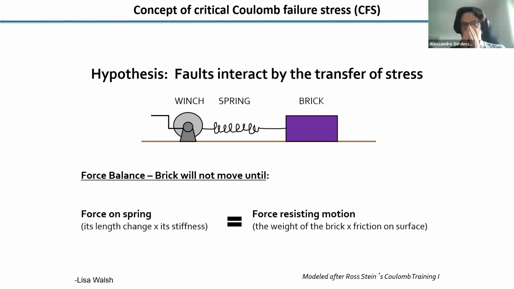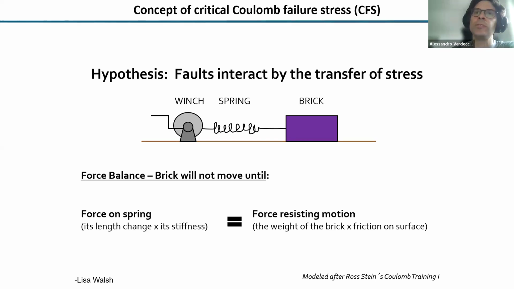There is a very nice analog model done. If you watch one of Ross Stein's video trainings, this is the classic that he's going to show you, where he tries to explain, with a simple model, what is happening during earthquake interaction or fault interaction, a model with a winch, a spring, and a brick. The spring is going to be our elastic crust. A very simple model. The contact between the brick and the surface is going to be basically our fault.